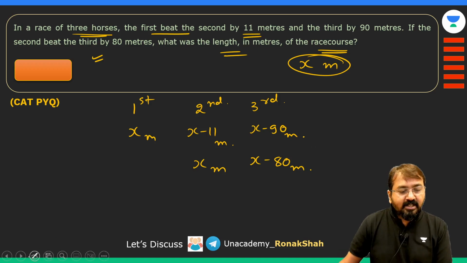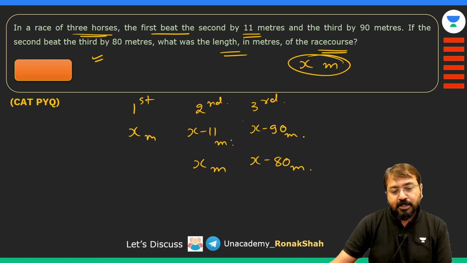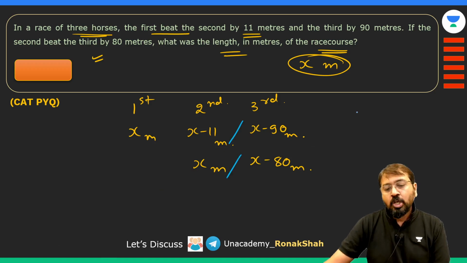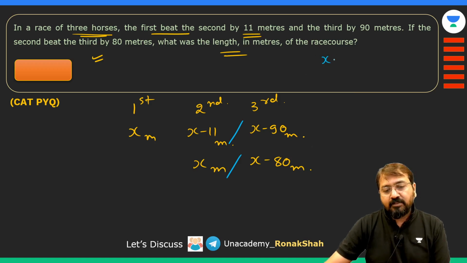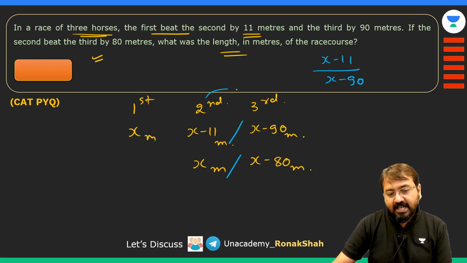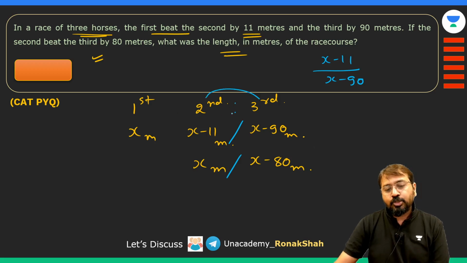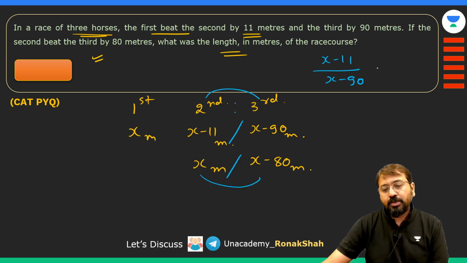So once again, guys, the ratio of speed of the second and third horse will remain the same. So I can simply make this equation. Let me just write it over here. So my equation will be x minus 11 divided by x minus 90, speed of second upon speed of third. This ratio will remain the same. Similarly, in the second situation, this ratio of speed is x upon x minus 80. So you can just cross multiply.